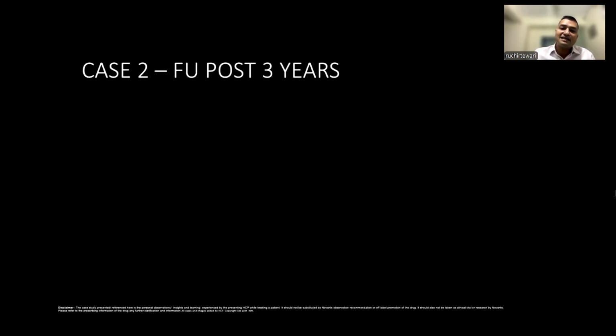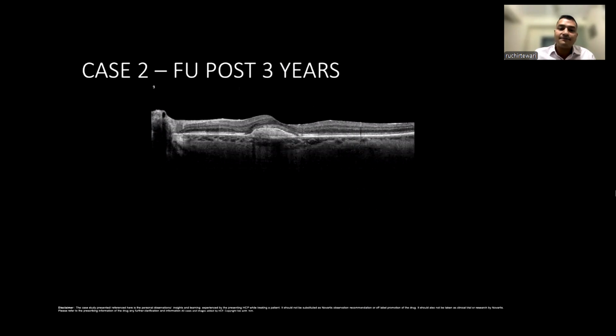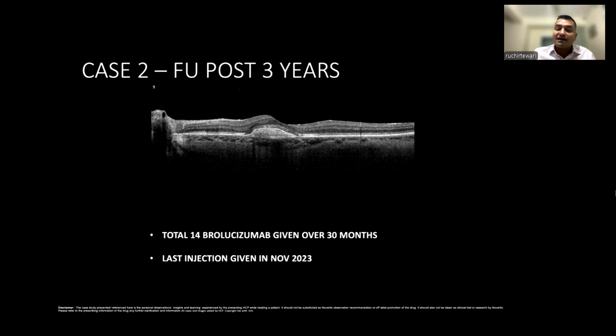Again, this patient has been under my follow-up for the last 3 years. This is the last OCT picture. This was taken 1 month back. She has received around 14 brolucizumab injections over the past 2.5 years. Fortunately for her, the last injection was given in November 23. So she has been more or less disease-free for the past 1 year. She is on a 3 monthly follow-up. And her BCVA is maintained at 6/9.